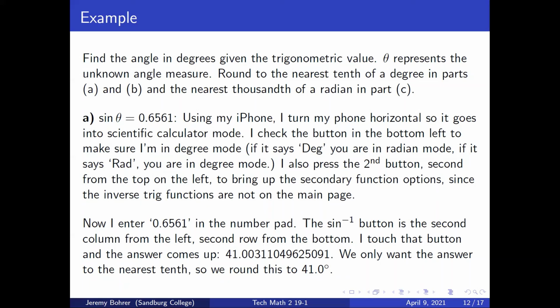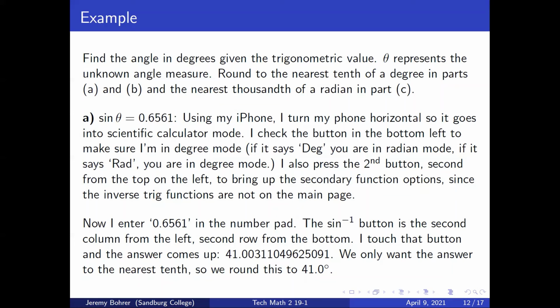Now I enter 0.6561 in the number pad. The sine inverse button is the second column from the left, second row from the bottom. I touch that button and the answer comes up, 41.003110496250991. We only want the answer to the nearest 10th, so we round this to 41.0 degrees.